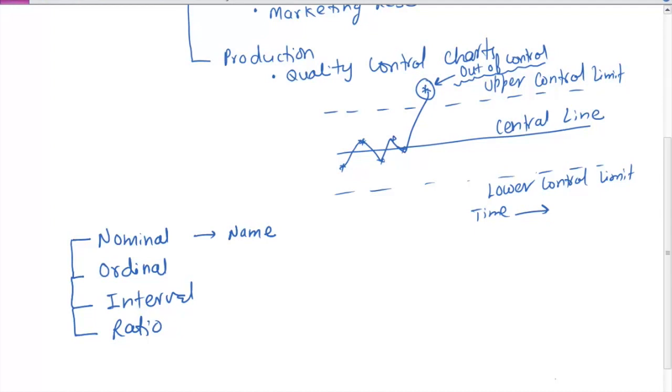Obviously you cannot do much with them. You cannot add names or divide them or multiply them, because they are just representing something in a text form. But they can also be numbers like student IDs.